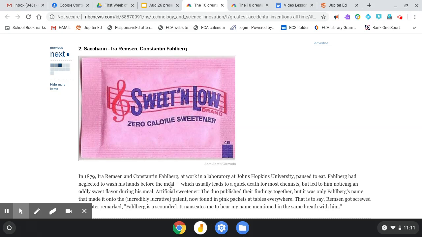So he'd been playing around with chemicals and things in the lab, forgot to wash his hands, which usually leads to a quick death for most chemists. But in this case, it led him to noticing an oddly sweet flavor during his meal. Turned out to be artificial sweetener.